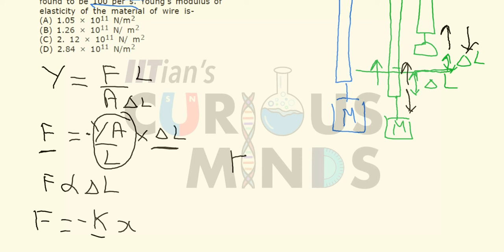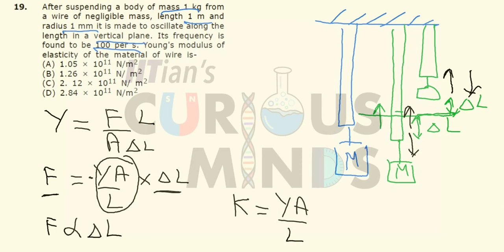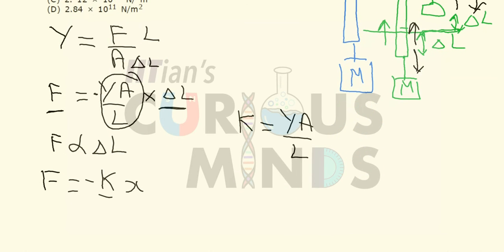This will be the value of K. So K over here is given as YA divided by L. K over here is the spring constant; in this case it will be a constant of vibration. It will be equal to YA divided by L. So K is equal to YA divided by L. Let this be equation number 1.